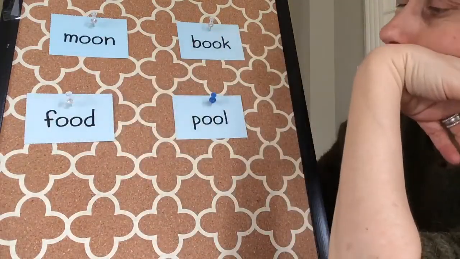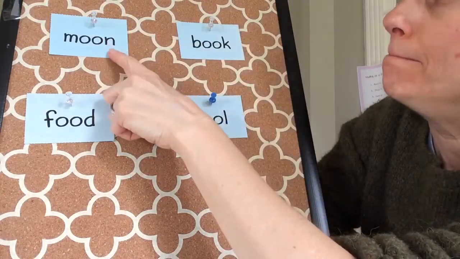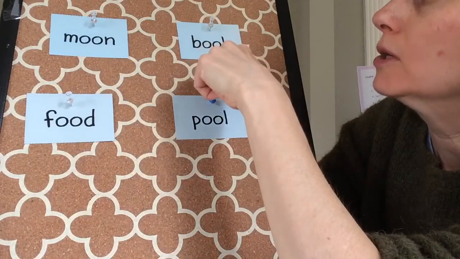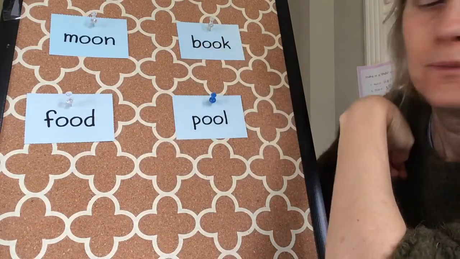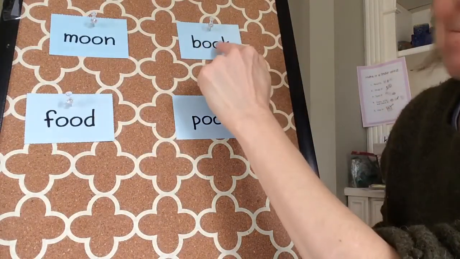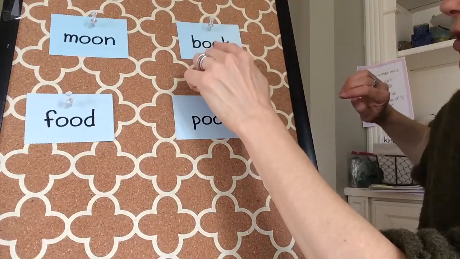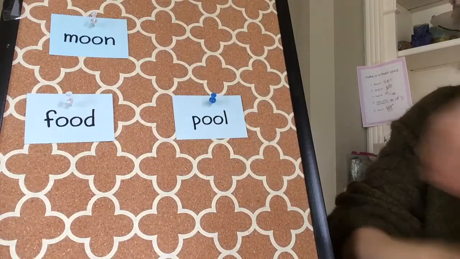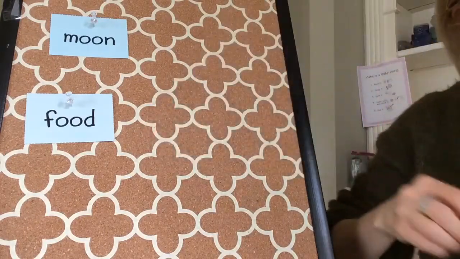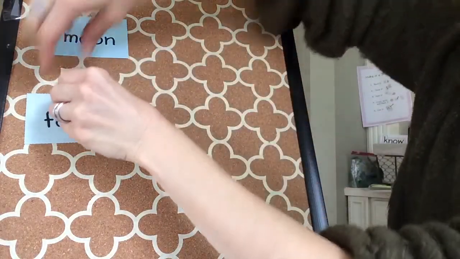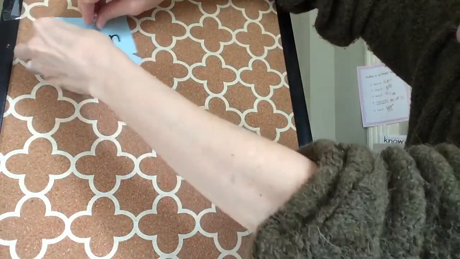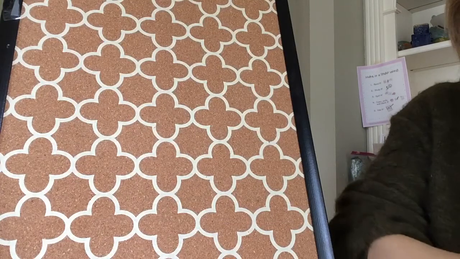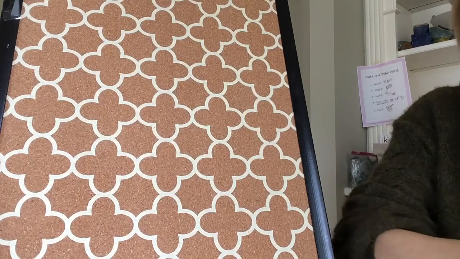So think long and hard. Which one sounds a little bit different? Moon, food, pool, or book? And the answer is going to be book is a little bit different than the others. Okay, so that's going to go back over on my list right here. And I'll take these guys down. And this is a game that you can keep playing. It's kind of a fun one. You can keep mixing up these words and playing it with your brothers or sisters or your parents.